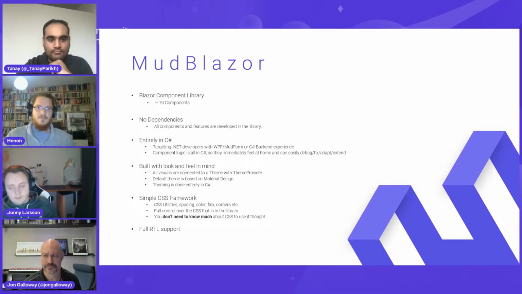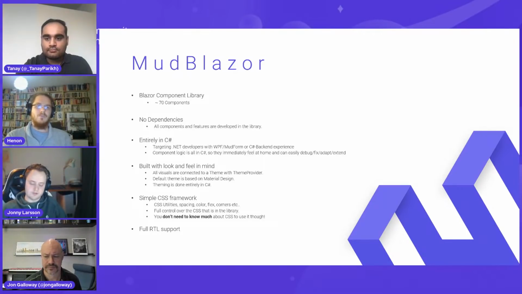We have this no dependency policy. We don't use any other libraries, and we're not dependent on them for, let's say, specific component stuff like a date picker or some JavaScript library or whatever it can be. We develop everything ourselves, either from the ground up or we start from a base from some code that's been donated to us. It's pretty much entirely in C#, Blazor.